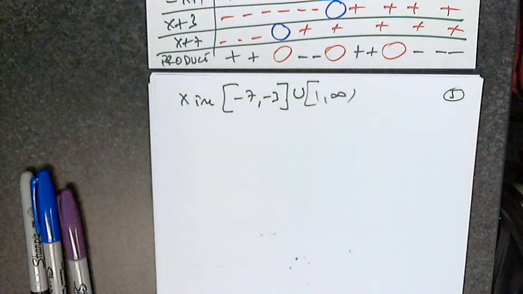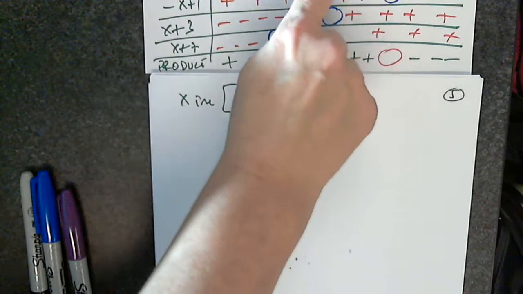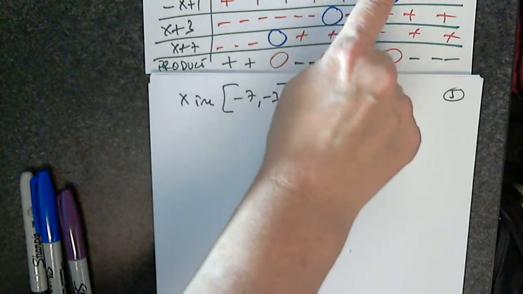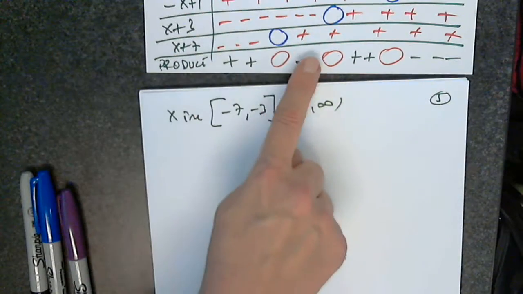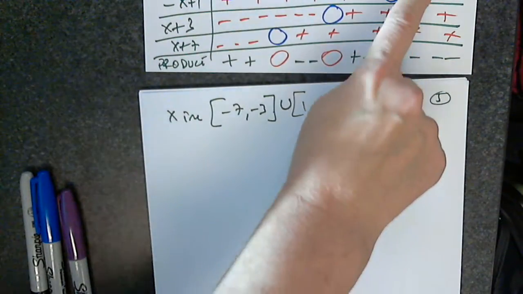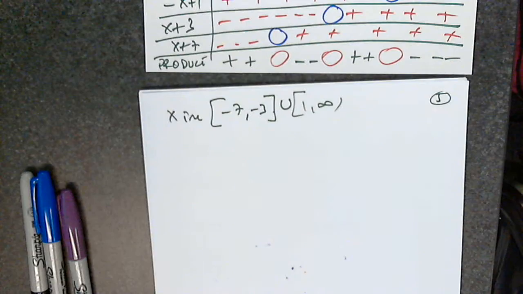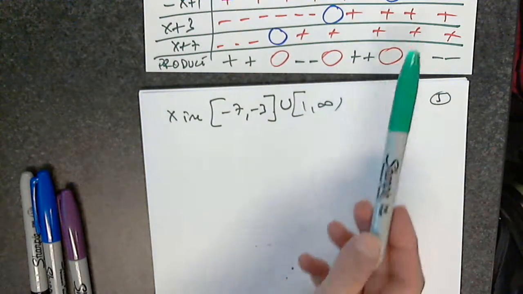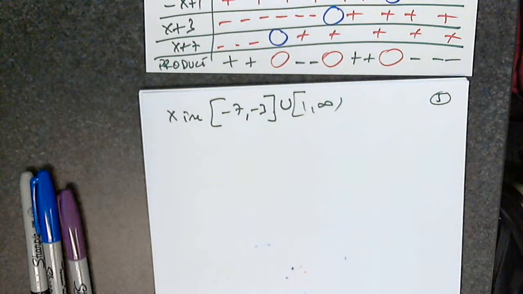Is that okay? Yeah, and then how did you find the x variable? Based on this. So this has to be a negative number to be less than or equal to 0. And the product is negative here and here. That's why I picked negative 7 to negative 3, union 1 to infinity, where the product is negative. Is that better? Yeah, it's fine. Can we do that one?